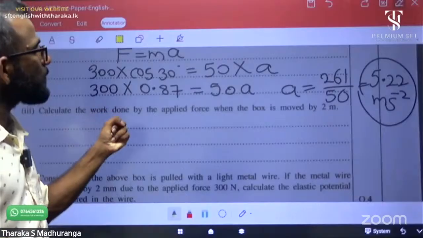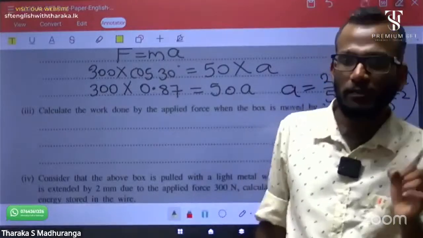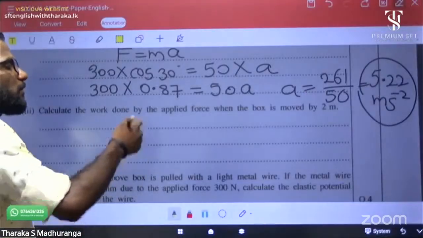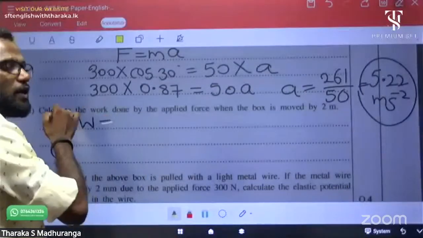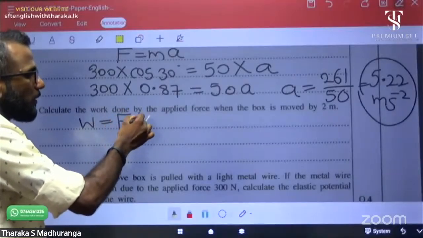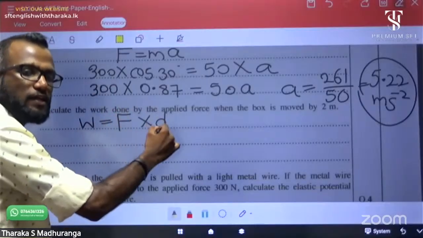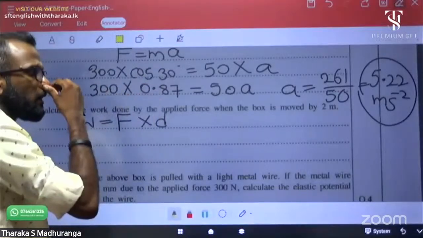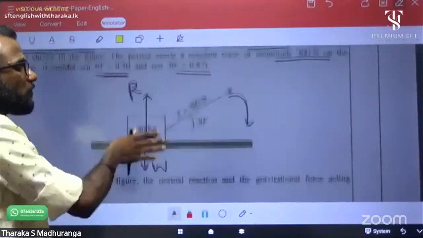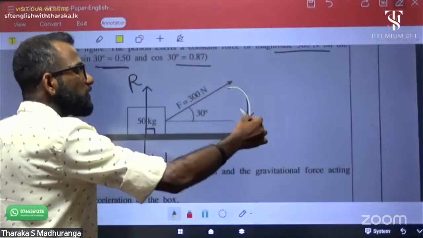Calculate the work done by the applied force when it is moving 2 meter displacement. Okay, I think you can remember the equation. Work equals applied force multiplied by the displacement in the force direction. Always the force direction and displacement direction should be the same, right? But in the diagram they are not the same. You have to resolve. Therefore this resolution is compulsory.